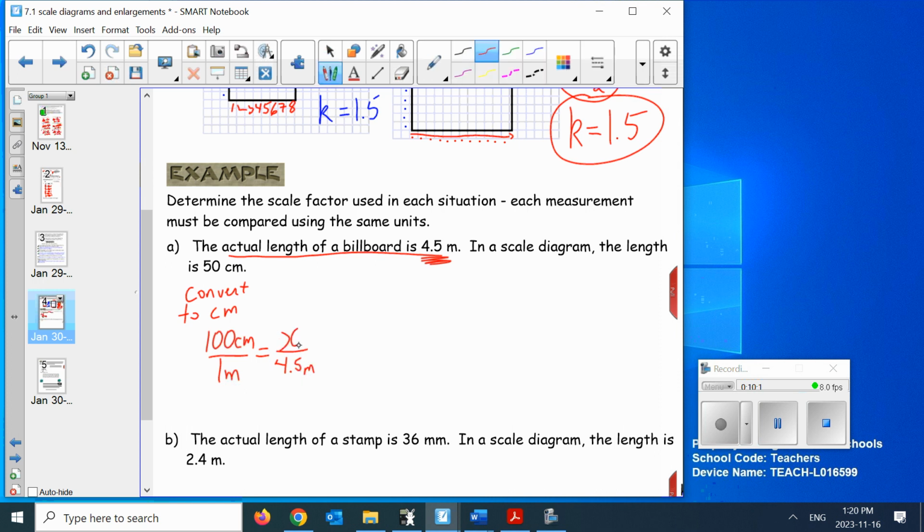I make my fancy X. And do you guys remember ways of pays? How do you solve this equation? Cross multiply, divide by the log. Dividing by 1 is easy.